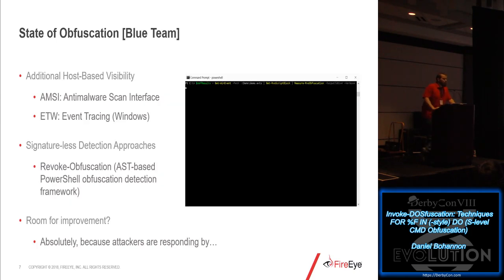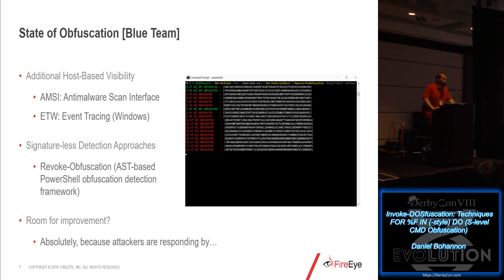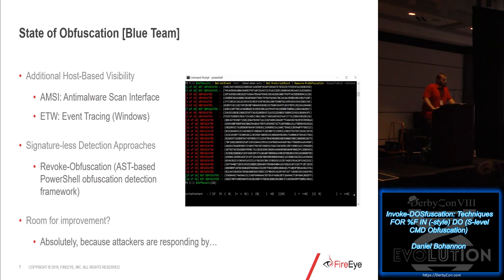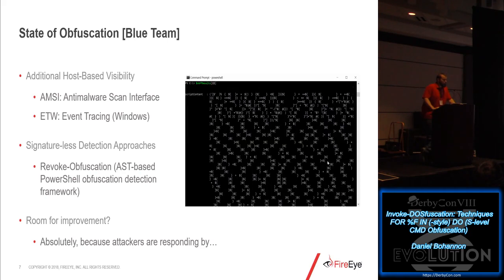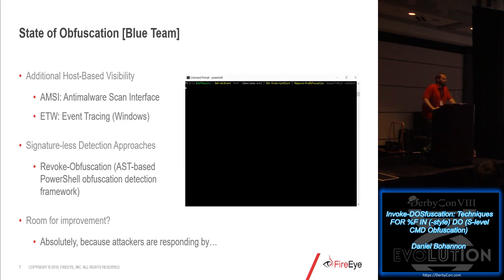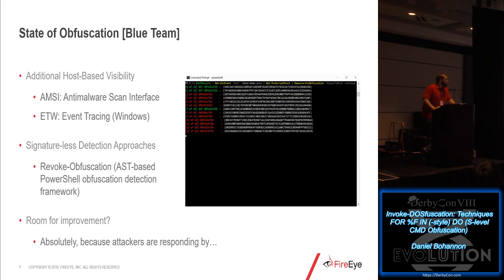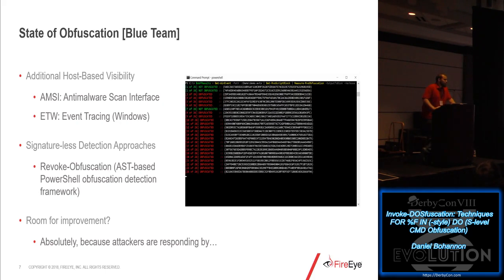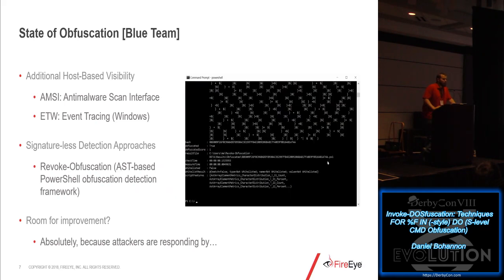So the response from the blue team is, over the years, we've been getting better visibility into what's executing on the system. Things like AMSI and ETW, some are old, some are new, and also looking at different ways of using data science approaches to detect what does not match the description of normal. But there's always room for improvement because attackers, although they might be impressed for a slight second about this, are not going to stay stale.